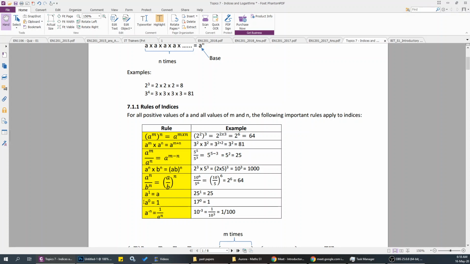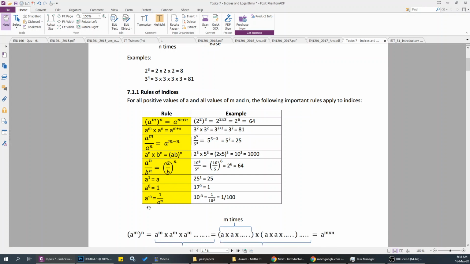In the next rule, we had that the zeroth power of any number is equal to 1, right? So whenever you have 2 to the power 0, the answer is 1. Whenever you have 1000 to the power 0, still the answer is 1. 17 to the power 0, the answer is 1. And this rule is not applicable for 0. 0 to the power 0 is undefined, so that is a different case. But for any other number, the 0th power is equal to 1.